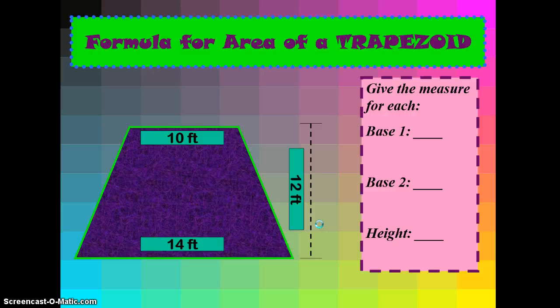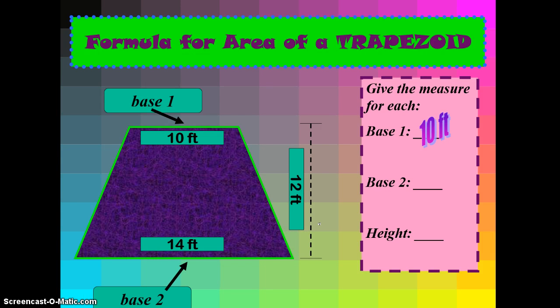So we have a handy dandy formula that we're going to use to find the area for our trapezoid. You're going to need to know the measure of base 1. So let's just make sure we know how to find these things. What's the measure of base 1? Well, the arrow is pointing to 10 feet. So 10 feet is the measure of base 1. Base 2 has a measure of 14 feet, and our height, of course, has a measure of 12 feet.